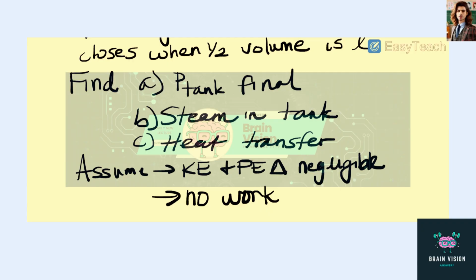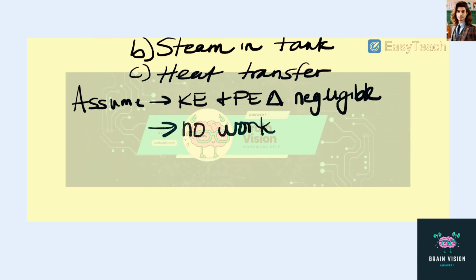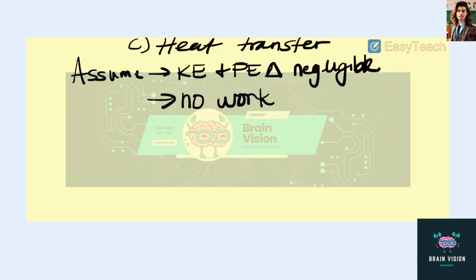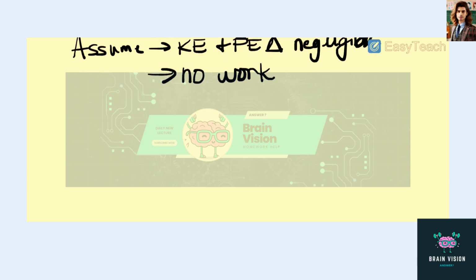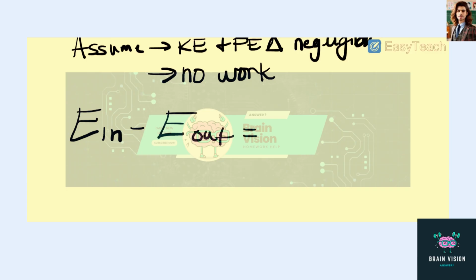And what we're going to do is assume that the kinetic energy and potential energy changes are negligible and that there's no work done. So what we're going to do first is define our system, and we're going to define the tank as our system. So our energy balance is going to look like this. Just a simple definition: the energy in minus the energy out is equal to the change in energy of the system.